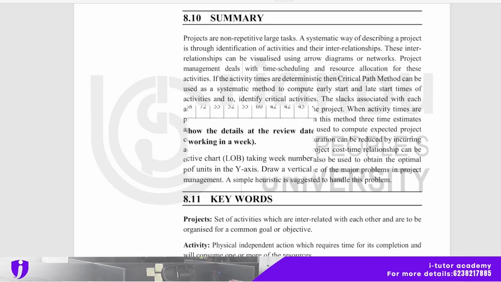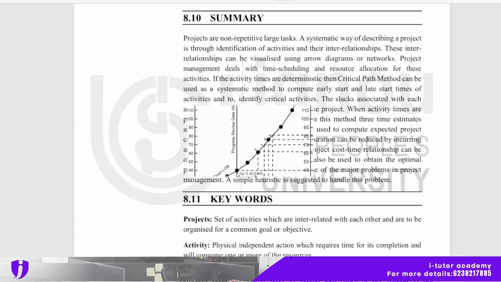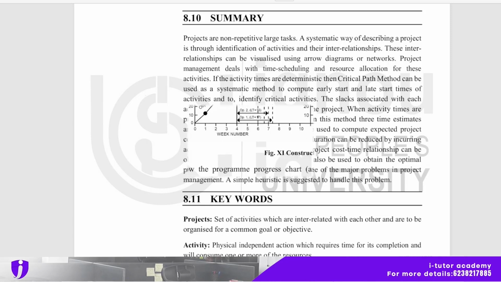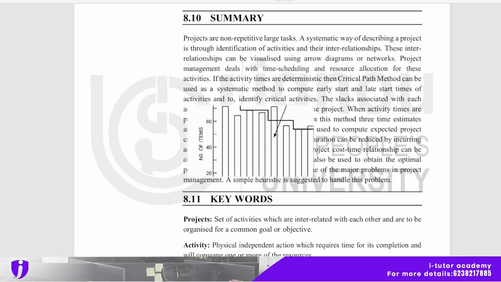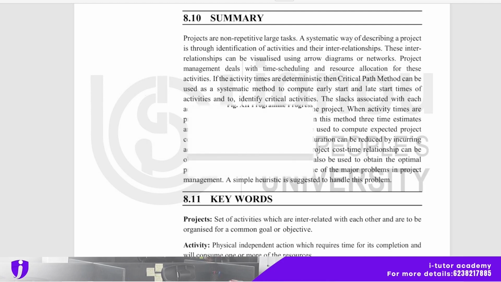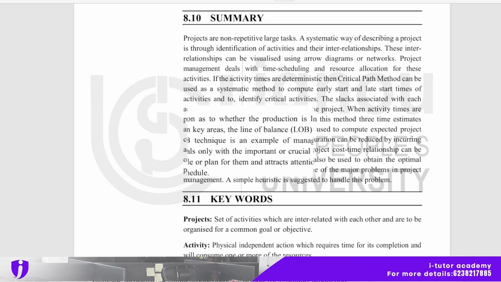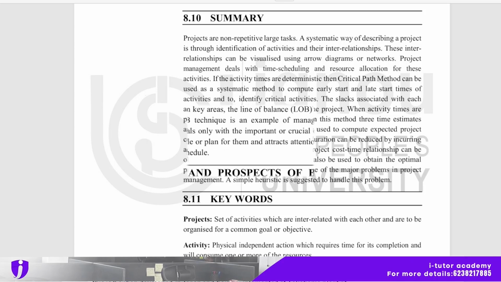And the summary is here. Projects are non-repetitive large tasks. A systematic way of describing a project is through identification of activities and their interrelationships. This interrelationship can be visualized using arrow diagrams or networks, and project management deals with the time scheduling and resource allocation for these activities. If the activity times are deterministic, then the critical path method can be used as a systematic method to compute early start and late start times of activities and to identify critical activities. And the slacks associated with each activity can be used for better control of the project.